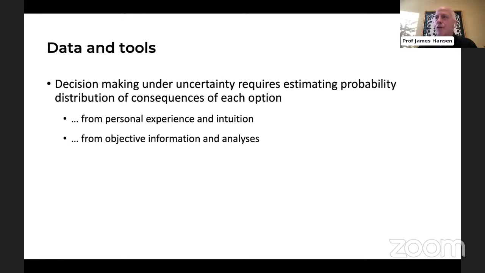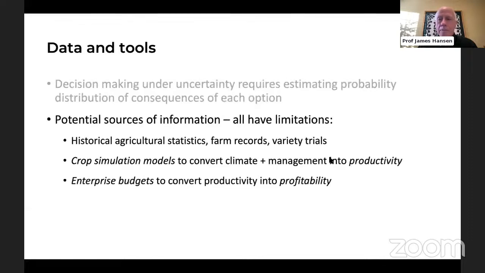And as agricultural professionals, or for some of you, future agricultural professionals, it's useful to know where you might be able to get objective information and what the objective analyses might provide. But it's also important to realize that the analytical tools and sources of information all have important limitations. So some of the places where you may get data about mean and variability of returns or productivity: historical agricultural production statistics.